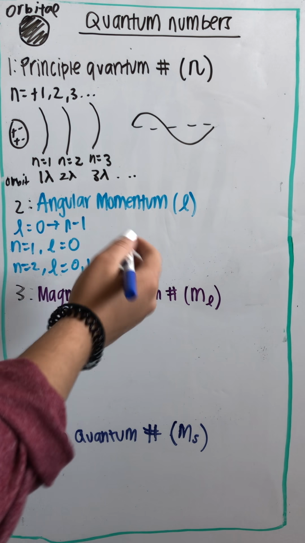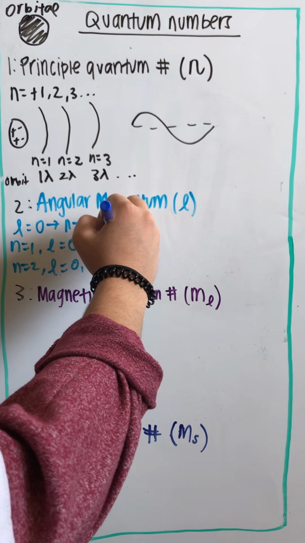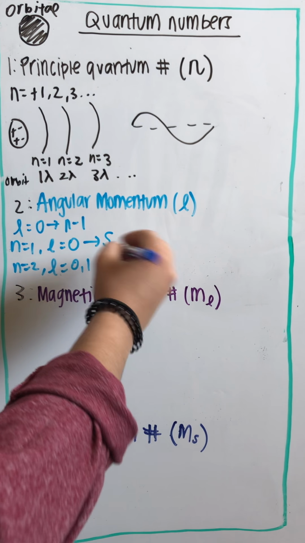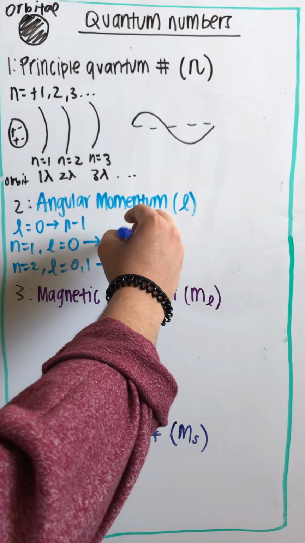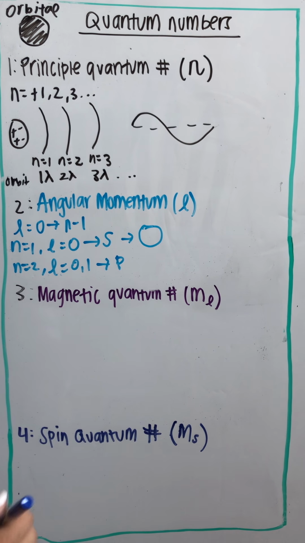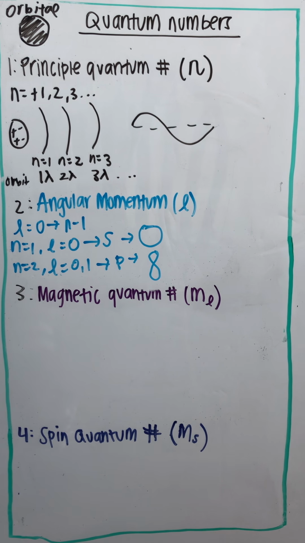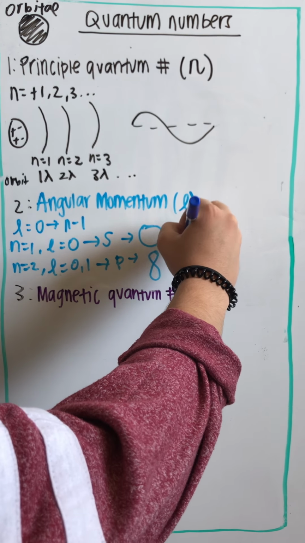When L equals 0, we have a specific shape of an orbital that is specific to L equals 0, and this orbital is called an s orbital. When L equals 1, again, another specific orbital called a p orbital. These letters correspond to shapes of orbitals. An s orbital is the shape of a sphere. It's kind of a bad sphere. And the p orbital is the shape of like an infinity sign or a dumbbell. And these right here are called subshells.